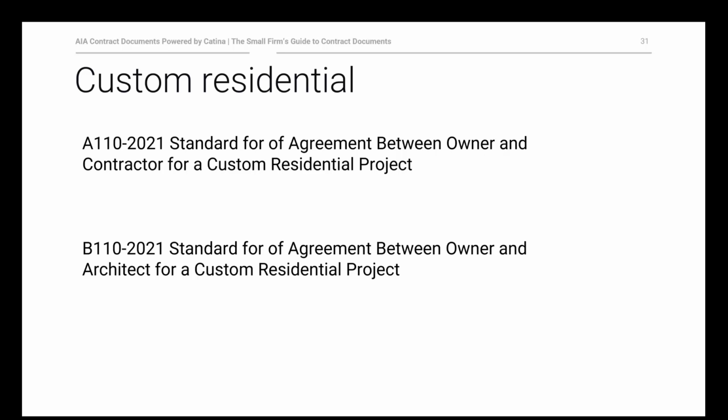The same is true for the B110. It's built on the chassis of the B101, but it's got prompts for elements that might be particular to custom residential work.